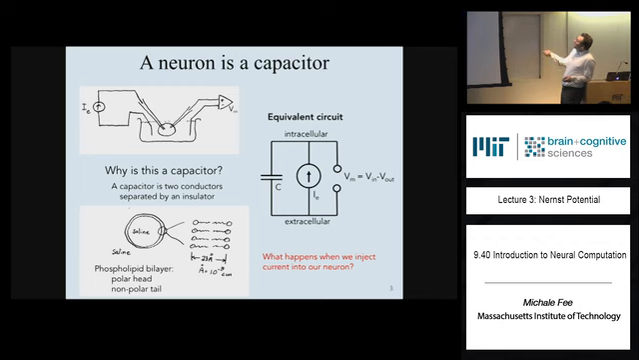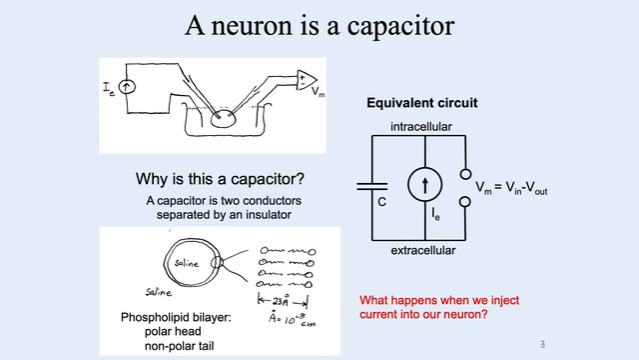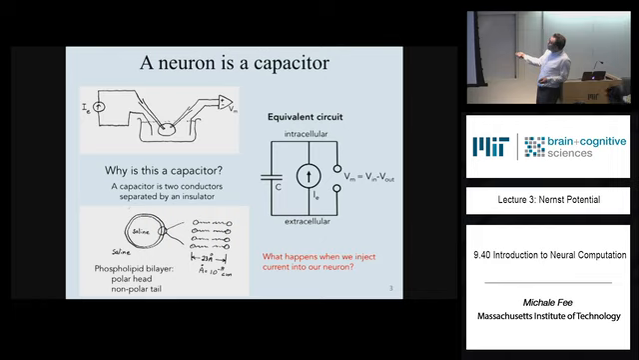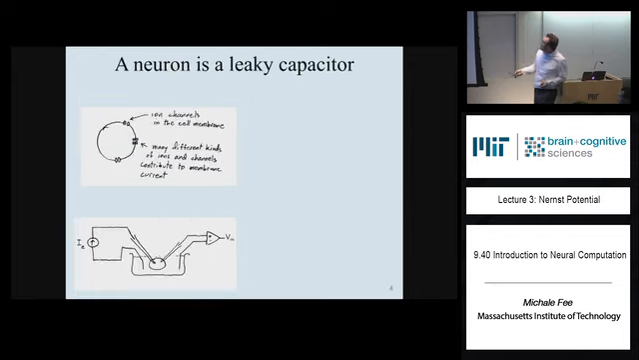We wrote down the equivalent circuit for this, which has a voltage measuring device that represents the membrane potential as the difference between the intracellular voltage and the extracellular voltage. We have a current source here, and we've represented our neuron so far as a capacitor.